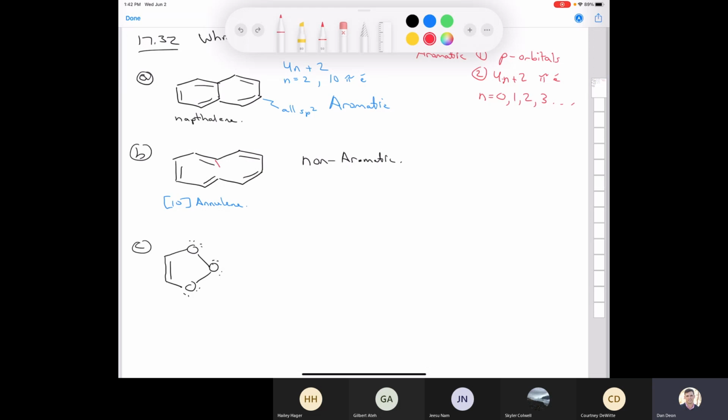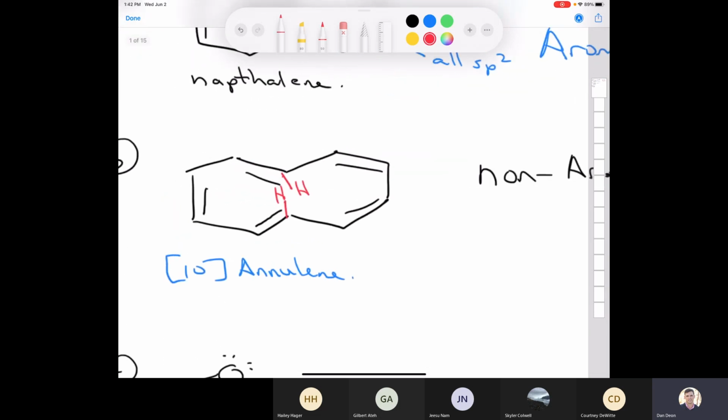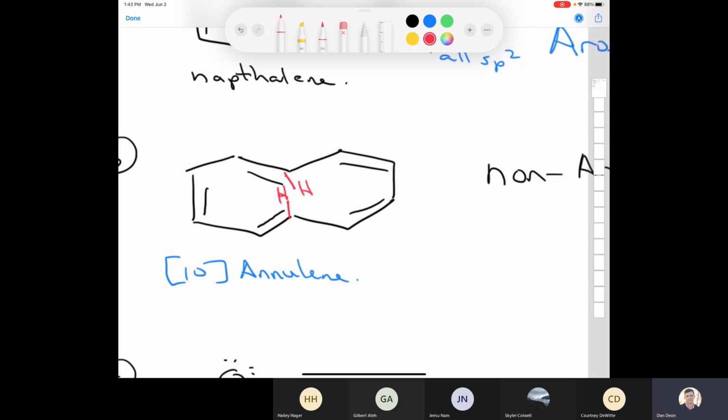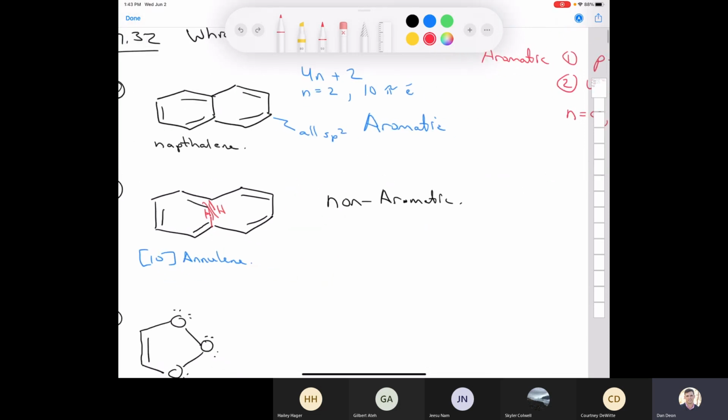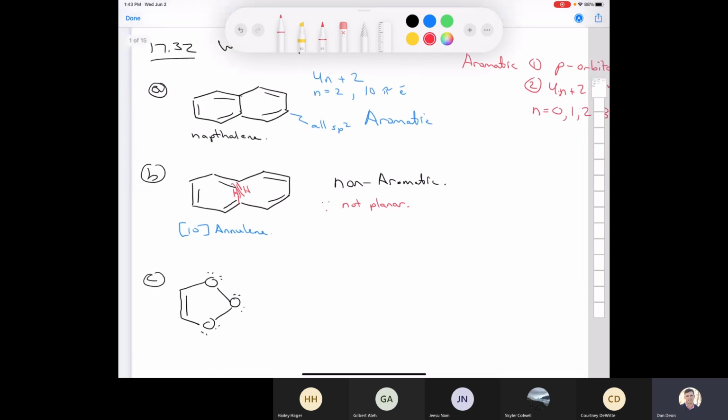I have a hydrogen coming in here like this, and I have another hydrogen going in here like this. You see how it's very hard for me to write those two hydrogens in there. So there's a steric interaction, which causes this 10-membered ring to go out of planarity. So we'll put non-aromatic, since it is not planar. That continuously overlapping system of p orbitals has to be planar.